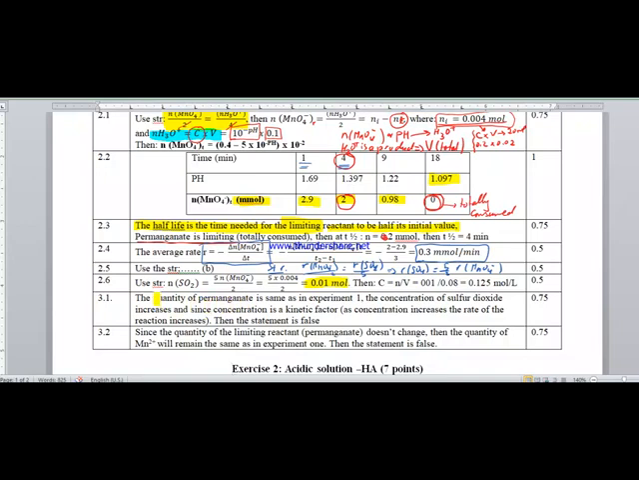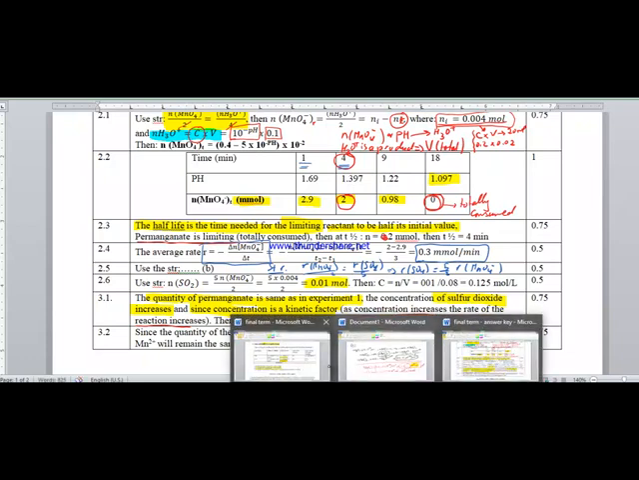So in this exercise, first I say that we have the same quantity. What is the similarity between experiment 1 and experiment 2? The same quantity of potassium permanganate, but the concentration of sulfur dioxide increases. And this concentration is a kinetic factor. I must mention this in the exam: kinetic factor means that as the concentration increases, the rate of the reaction increases. So this statement is false.